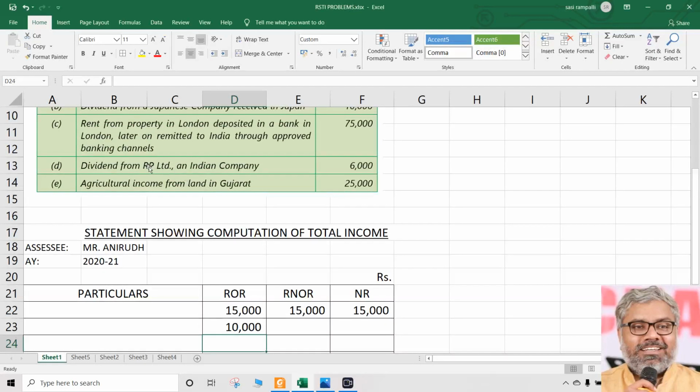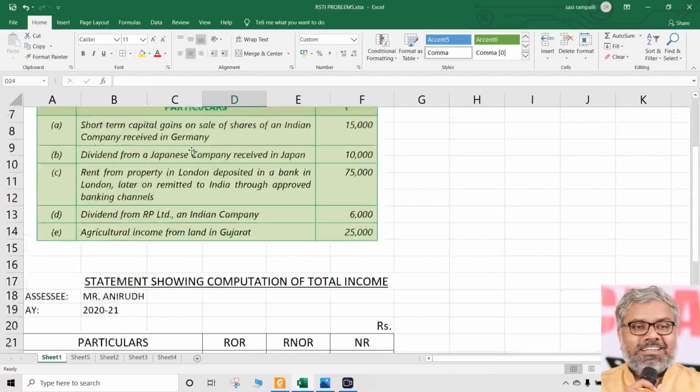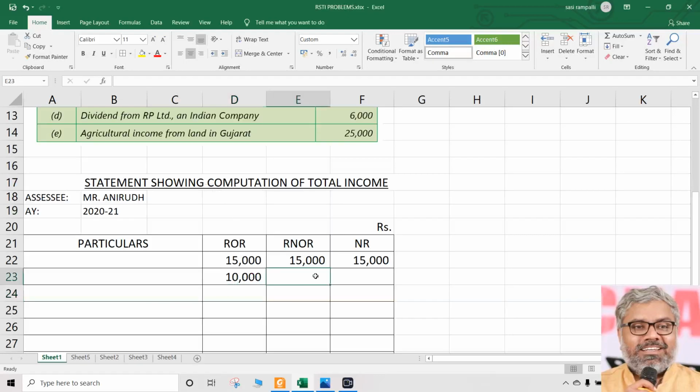So that is the second point. You will write: dividend from a Japanese company. That's all you will write. You don't need to write the entire thing. You have to indicate: dividend from Japanese company. ROR 10,000, RNOR and NR nil.